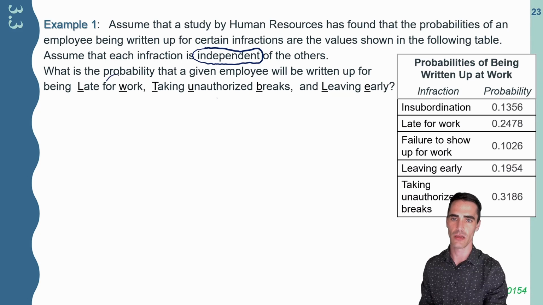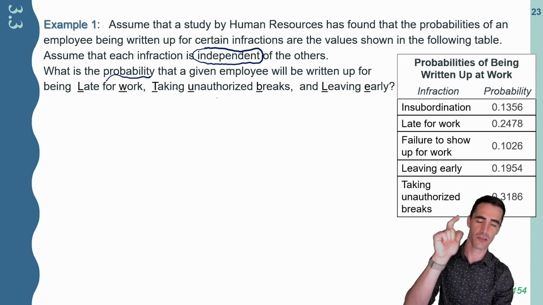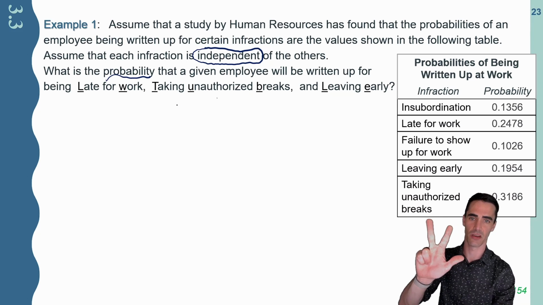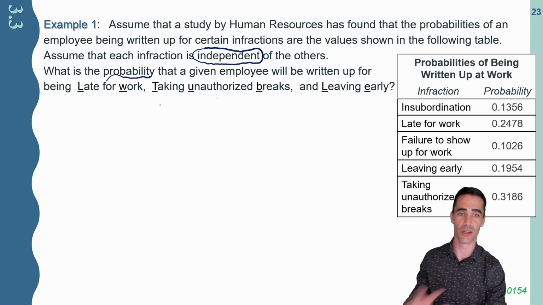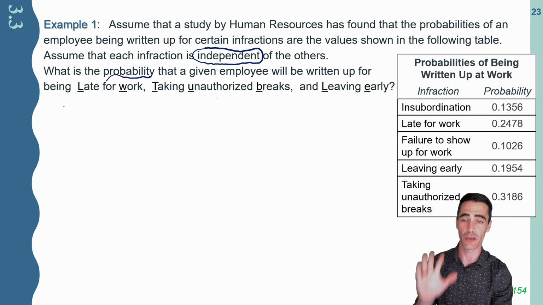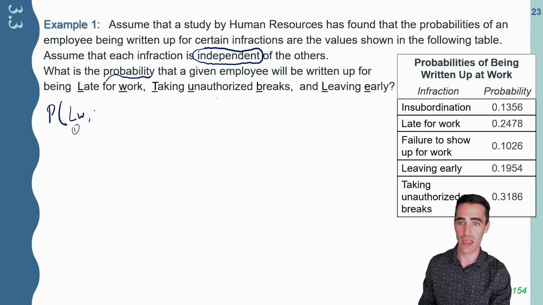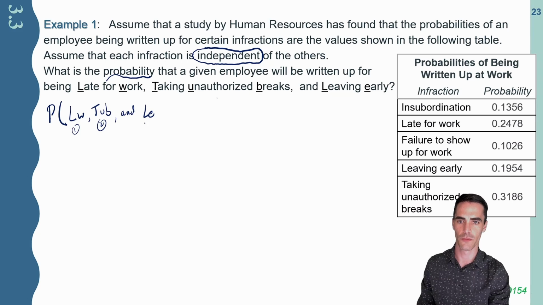What is the probability that a given employee would be written up for being late for work, taking unauthorized breaks, and leaving early? My goodness, this employee's getting written up a bunch, all three things. Well, let's see. We can first start off with defining the events. They said probability, so let me write out what the event is. Let me write LW for being late for work. That's my first infraction. And taking unauthorized breaks, or TUB for short. And then lastly, the third one is leaving early, or LEE for short. So these are my three infractions.